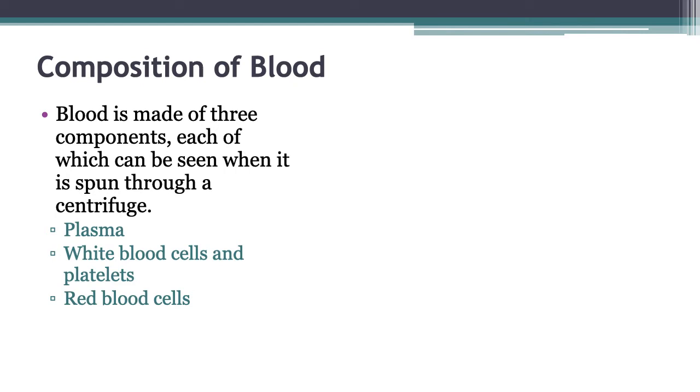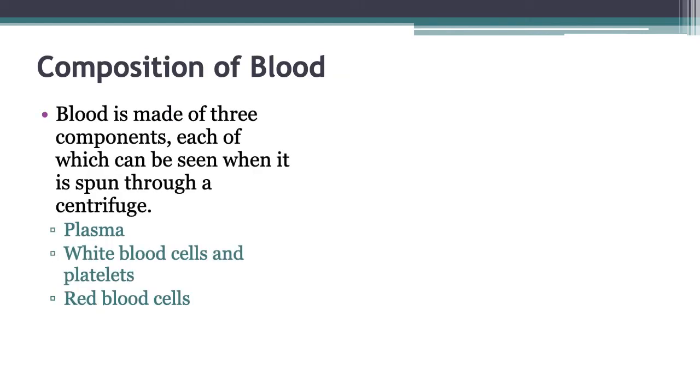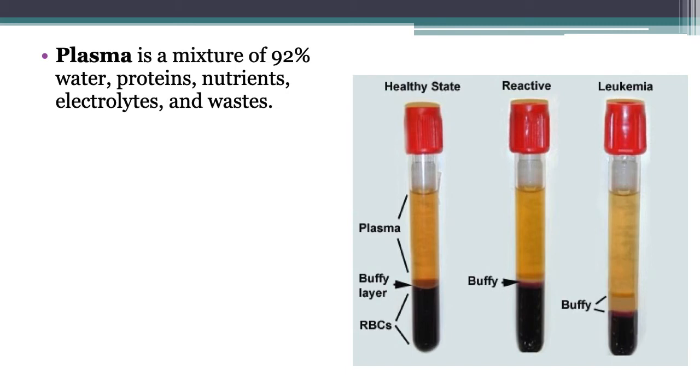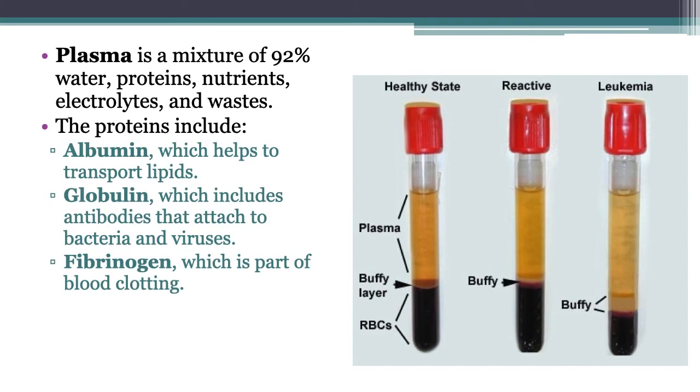Blood is made of 3 components, which can be seen when it is spun through a centrifuge. You have plasma, white blood cells, platelets, and red blood cells. So plasma is a mixture of 92% water, proteins, nutrients, electrolytes, and waste. And these proteins include albumin, which helps to transport lipids, globulin, which includes antibodies that attach to bacteria and viruses, and fibrinogen, which is part of blood clotting. And you see right here in the picture, you have the plasma, you have the buffer layer, and then the red blood cells.